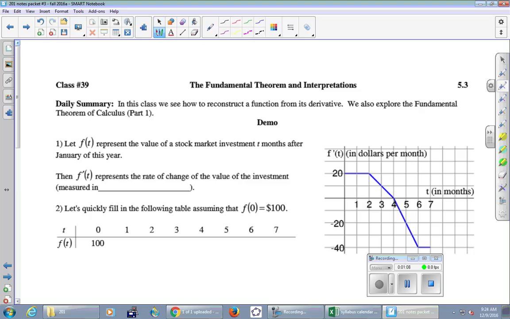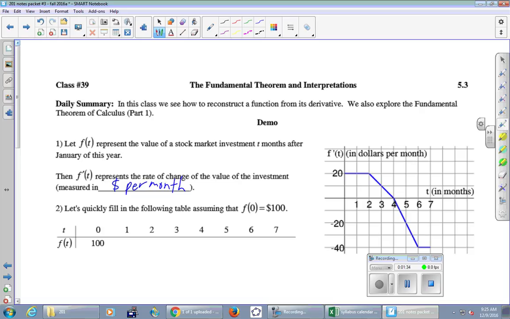You guys remember the units for a derivative, right? Dependent units over independent units. So what per what? Dollars per month. So your investment might go up $5 per month, and then it might go down $8 per month, right? Always changing, dollars per month. Okay, so here's a picture for us. f prime of t, that's not f, it's f prime, measured in dollars per month.